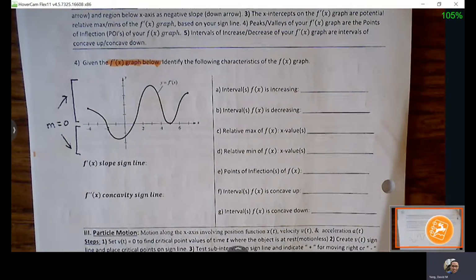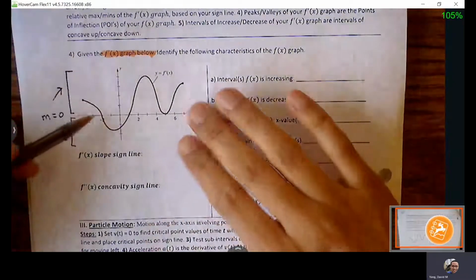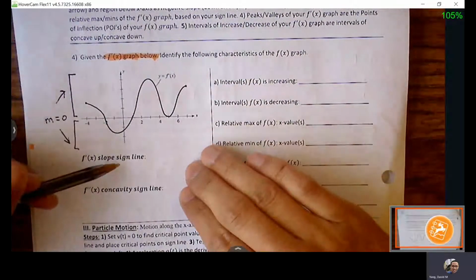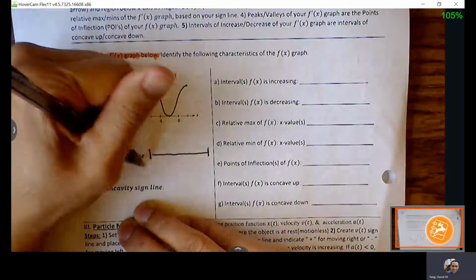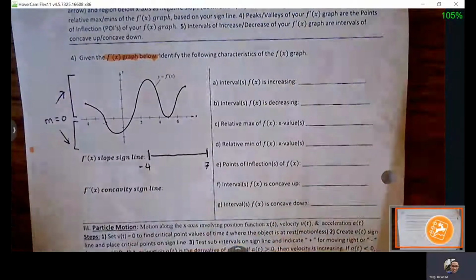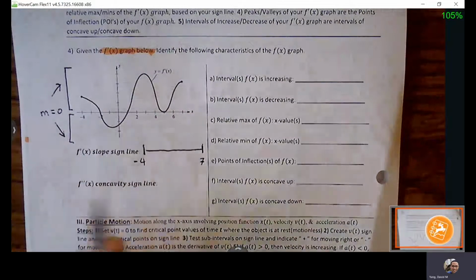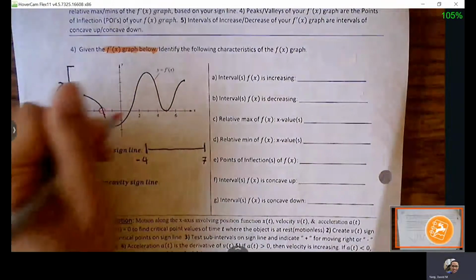Okay, so let's create a slope sign line. That's going to give me a visual, because it's hard to visualize what the original graph is going to look like. But if we have a slope sign line, we can get the arrows matched up a little better. I'm going to create a slope sign line here from -4 to 7, and fill in my critical points. So where do I find critical points? Yep, x-intercepts: -2, 1, 5.